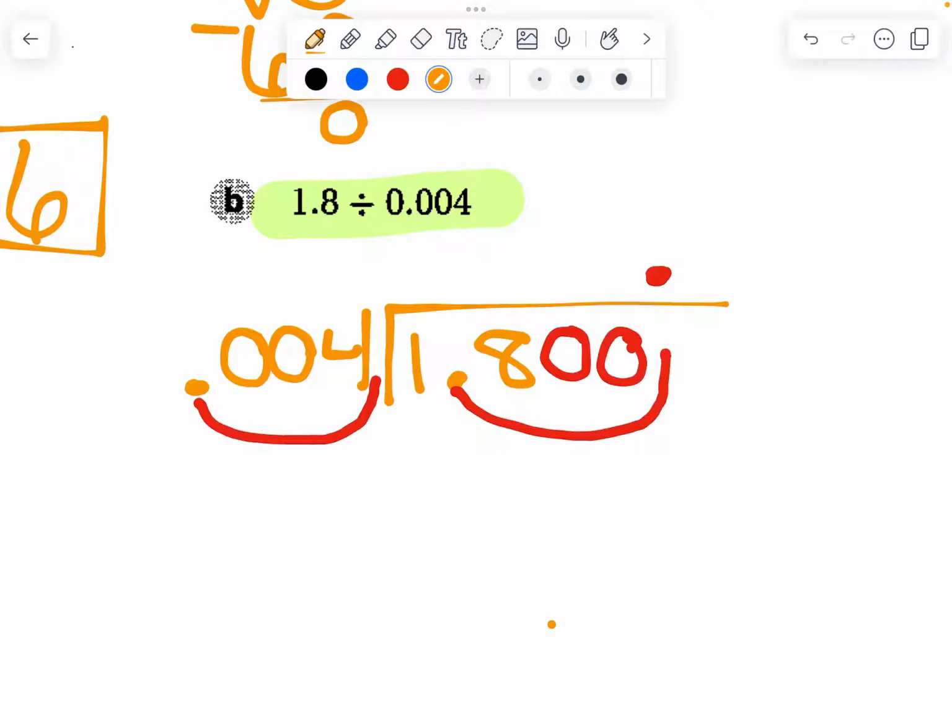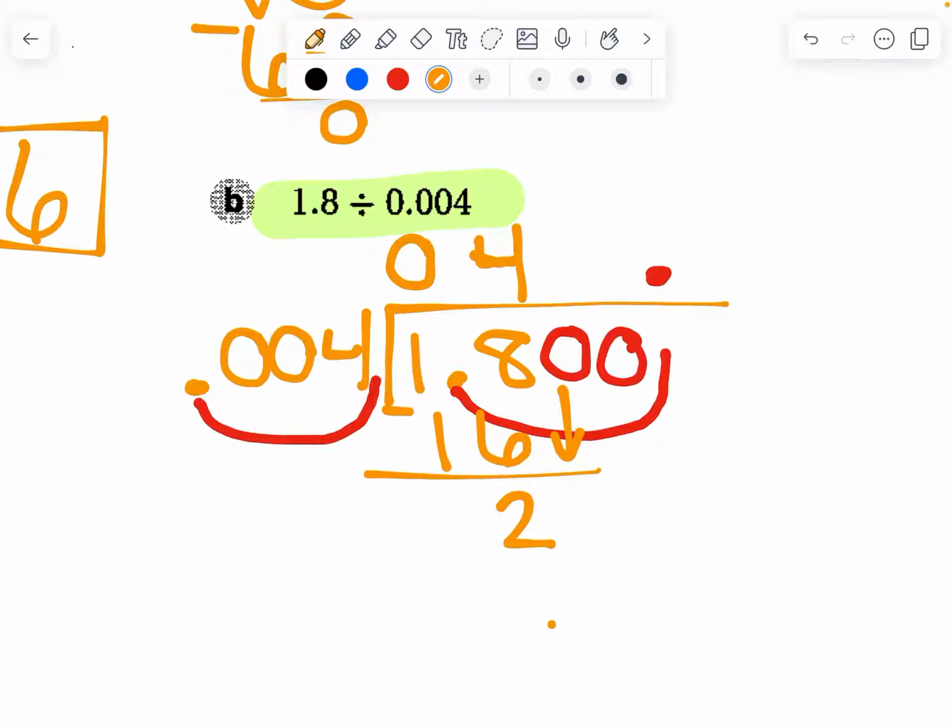So I'm looking at the 4 and the 1. Well, 4 is bigger than 1, so 4 cannot go into 1. Now I'm looking at 4 and 18. Well, I know 4 times 5 is 20. That's too much. 4 times 4 is 16. 8 minus 6 is 2, and 1 minus 1 is 0.